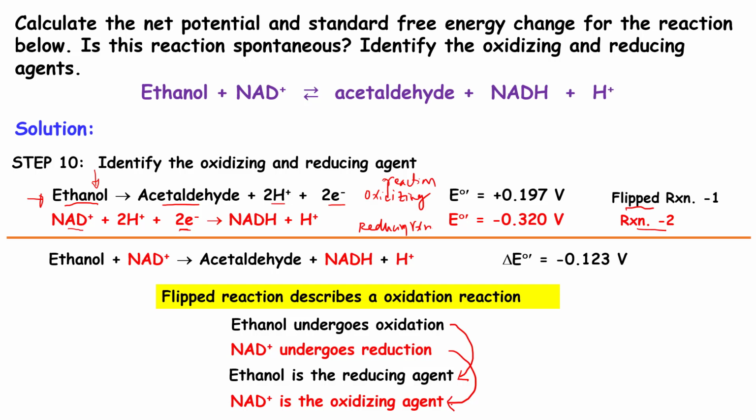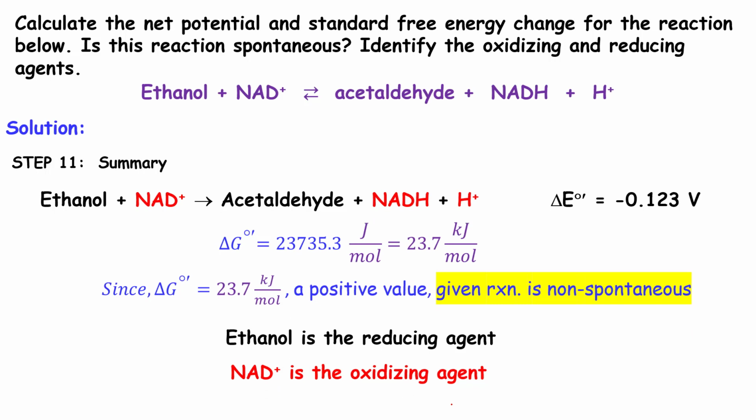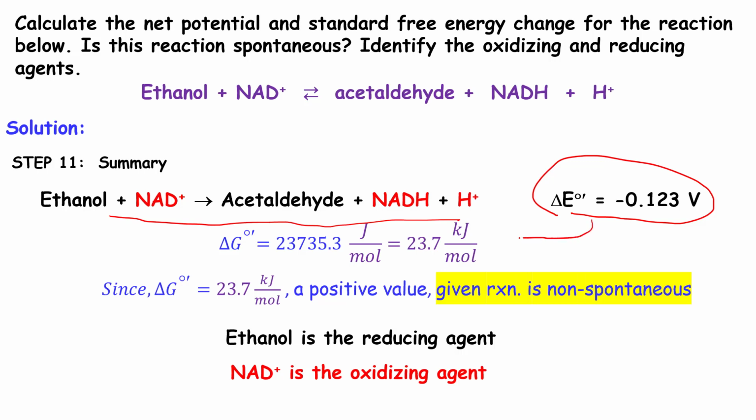Okay, so let's just summarize what we've learned in this problem so far. First, we started with this equation. This is the overall reaction. For that reaction, we figured out the net potential, delta E naught prime, to be negative 0.123 volts. From the delta E naught value, we figured out the delta G naught value, which is a positive delta G naught value. So that tells us that our reaction is actually non-spontaneous. And then we did a little bit of analysis of the overall reaction, and we identified that ethanol is our reducing agent and NAD plus is our oxidizing agent.